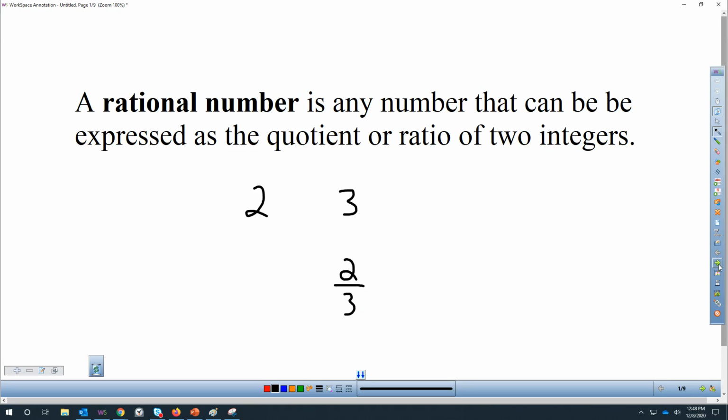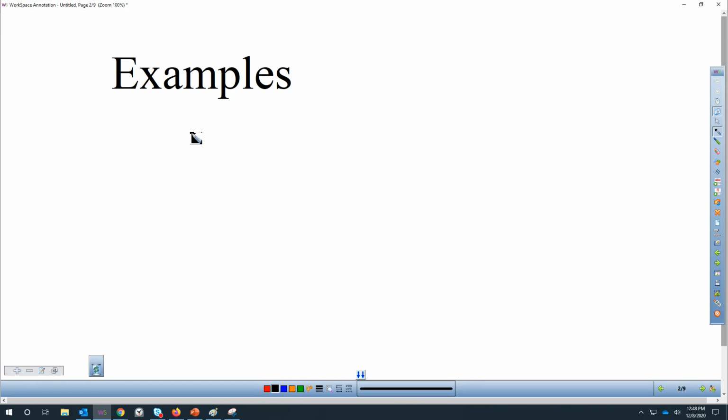Let's look at some other examples. We had 2/3 as one example. The integers, or whole numbers, that we're using here are 2 and 3. Another example of a rational number would be -20 thirds, or -20/3. Another example might be -4/5. Really, anything where you have a ratio of two whole numbers.